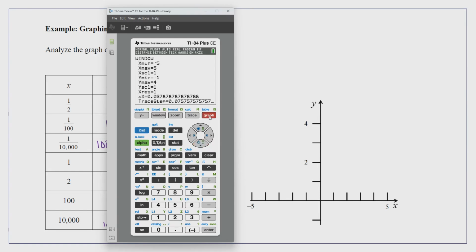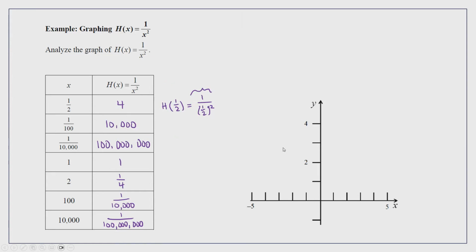So now I'm going to press graph, and I now have an image that's going to be similar to the one that I'm going to graph here. Okay. So I'm going to give a rough sketch of this graph, and then we're going to analyze it a little bit more. Okay. So some points that I have here are (1, 1), and I have (1/2, 4). Okay. And then I have (2, 1/4).